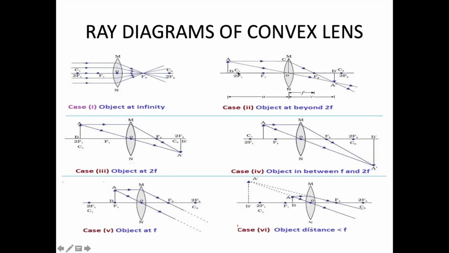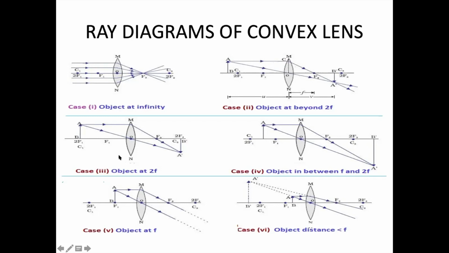Second, where is the object placed? Beyond C. Rule number one, the ray of light is parallel to the principal axis. It will pass through the focus. And if it passes through the optical center, then it will go straight. The rays are meeting after refraction, and that is why an inverted and smaller image is formed.